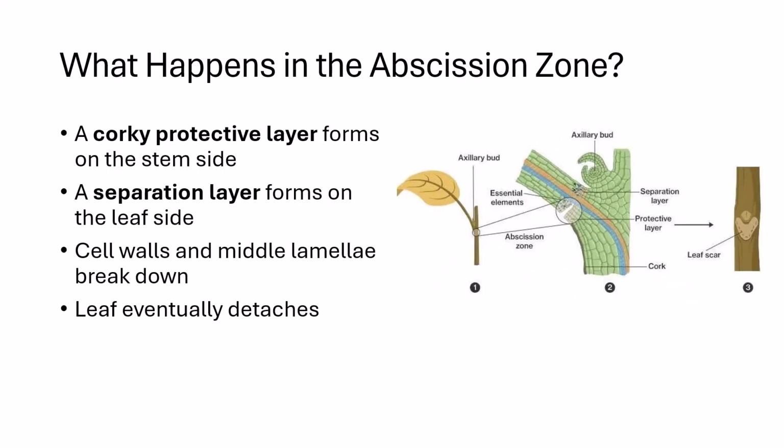In the abscission zone, two important things happen. On the stem side, the plant forms a corky protective layer. On the leaf side, a separation layer develops where the cell walls and middle lamellae start to break down. As those connections weaken, the leaf eventually detaches from the stem.